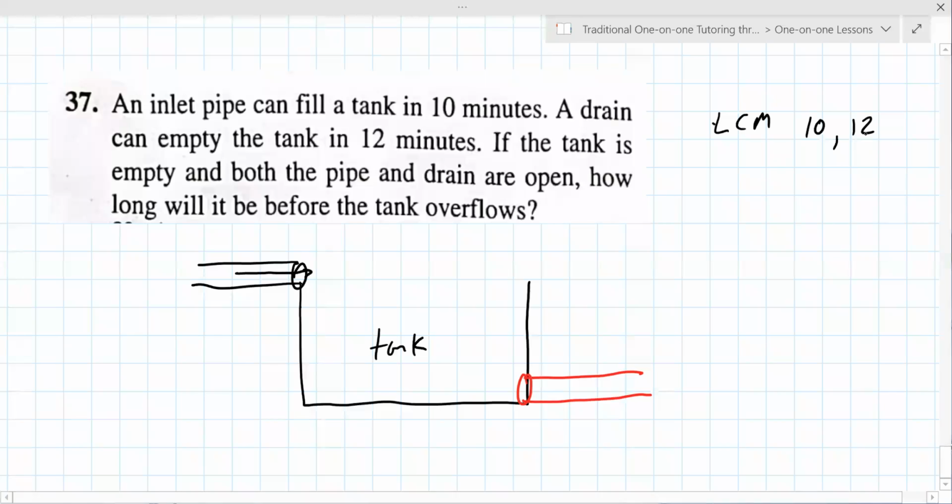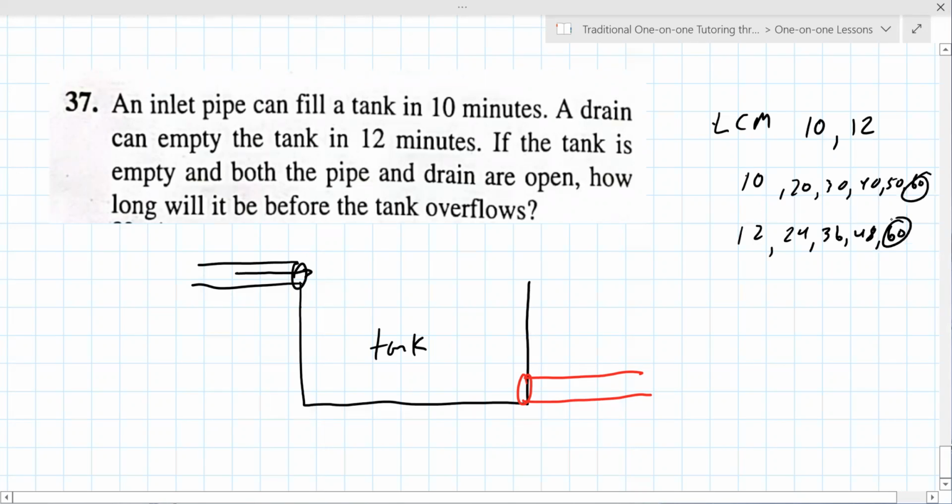That would be 2 then, right? That's the greatest common factor. Oh, so the least common multiple is like multiplying them together? Well, that's a common multiple, but it's not the least common multiple. Like 10 and 12. So 10, 20, 30, 40, 50, 60, and 12, 24, 36, 48, and 60. That's your least common multiple. I see. Okay.